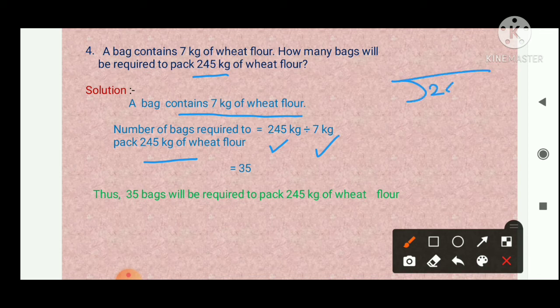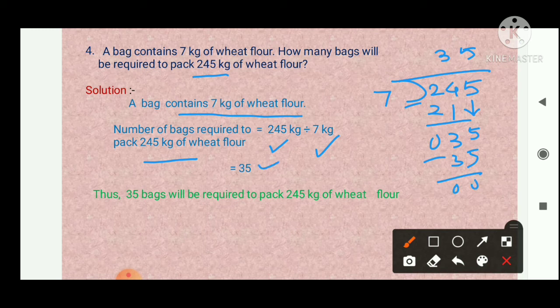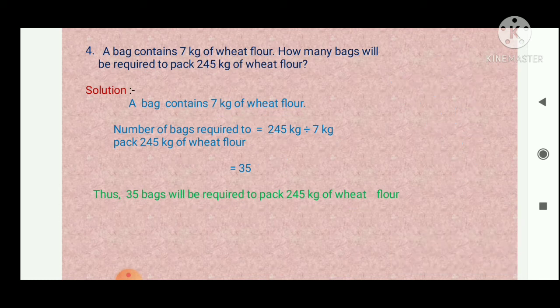So let's see division here. We divide 245 by 7. So first we divide 24 by 7. We get quotient 3. And here next digit 5 we bring down. So we divide 35 by 7. We get quotient 5. In this way, by dividing 245 by 7, we get quotient 35. And that is our answer. So we write here, thus 35 bags will be required to pack 245 kilogram of wheat flour.